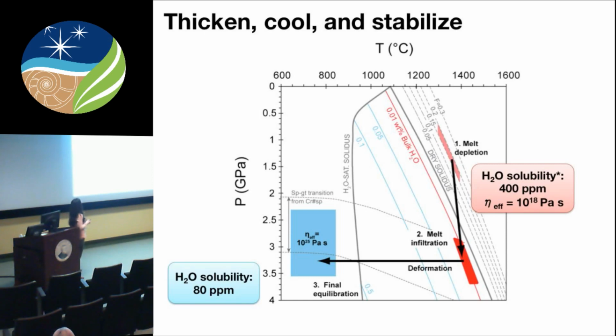So when we put this all back together with that PT path, which we showed earlier, how does this deformation and water content data play into it? We know we had shallow melt depletion. We know we had some melt infiltration event. And we can now better constrain where that happened.